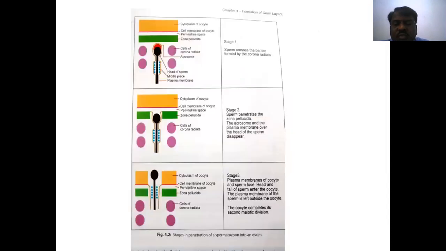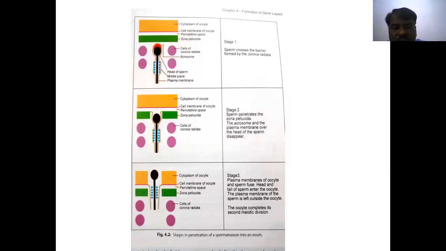See how the sperm reaches the ovum. In stage one, the sperm reaches the cells of the corona radiata. Then the acrosomal reaction takes place. Then, when it reaches the zona pellucida with the acrosomal cap, the cell membrane of the sperm attaches to the zona pellucida. Then the head, middle piece and tail open, with the cell membrane.